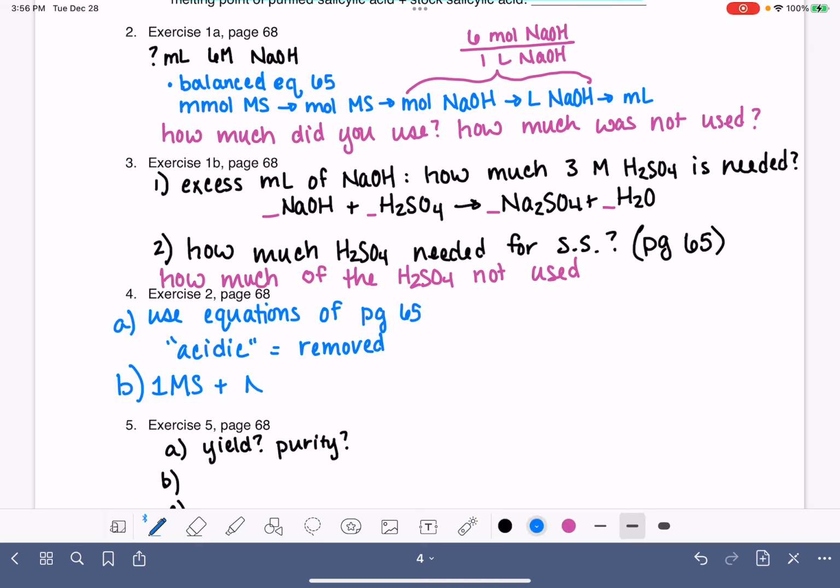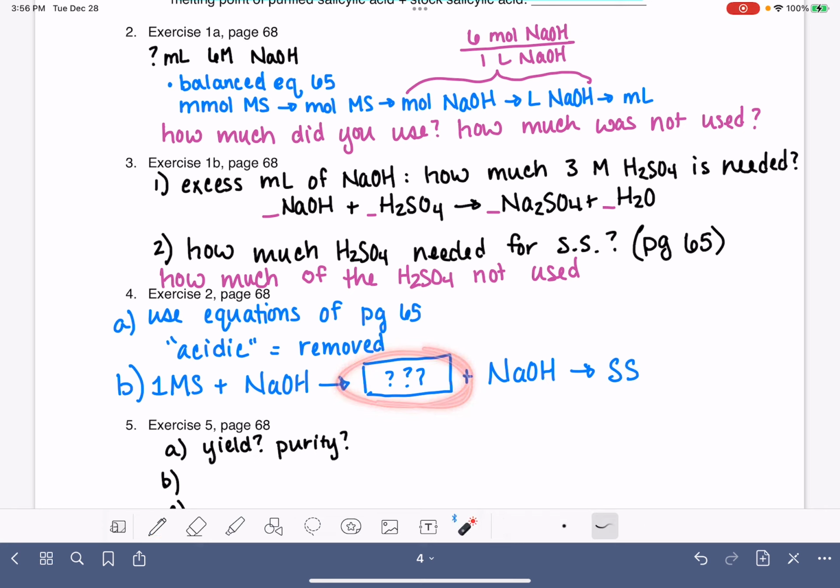And it's going to look like this. Something happens with the first molecule of NaOH, and that's what you're trying to figure out. And then a second NaOH comes in, and that's when we get the sodium salicylate. So your job is to figure out what the structure of this is, the thing that's formed immediately with the first equivalent of NaOH, not the one at the end.